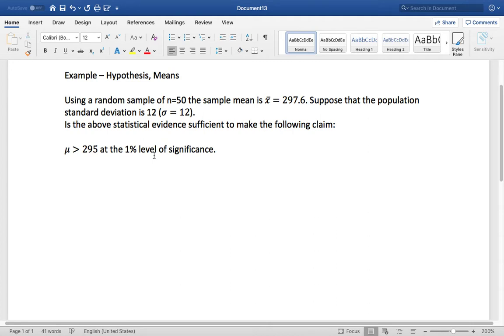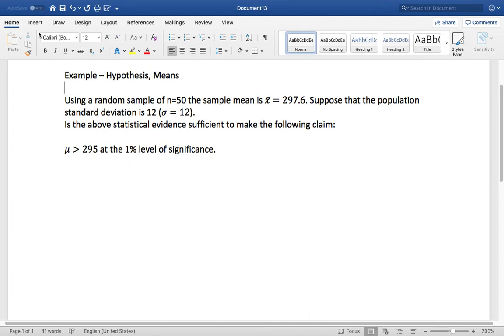The 1% level of significance, or generally the level of significance, is just the value of alpha, the probability of making a type 1 error. And when we get to the end of this question, I'll tell you why we call it the level of significance and if a result is significant.